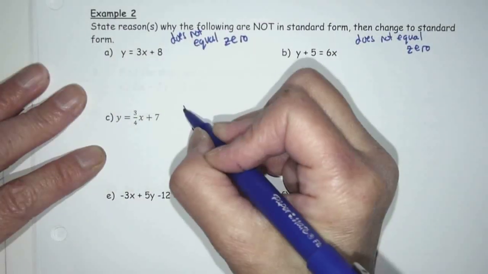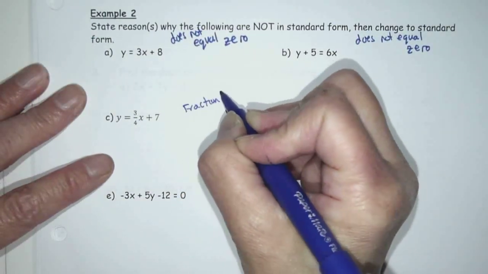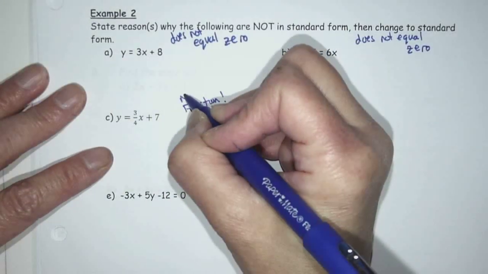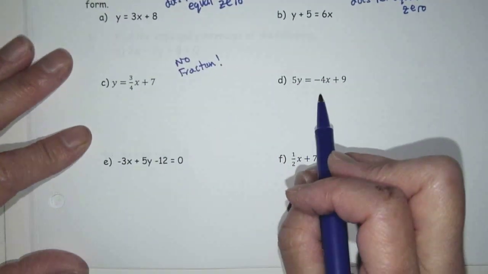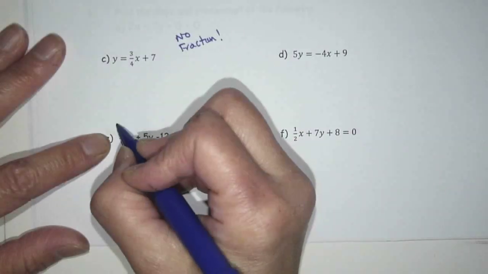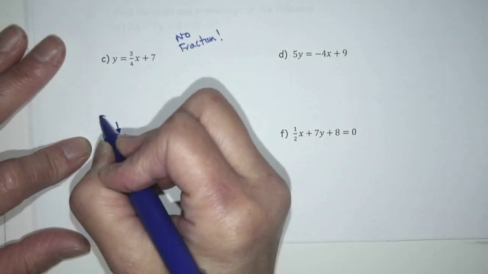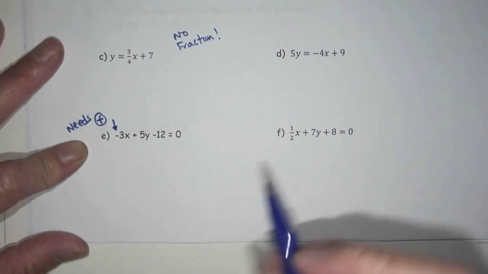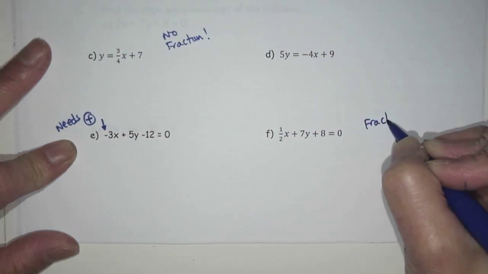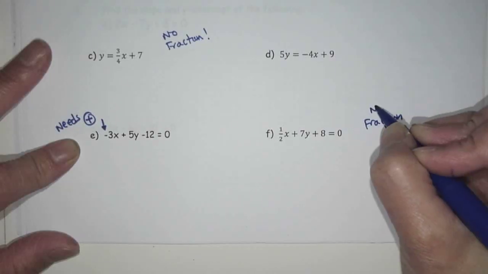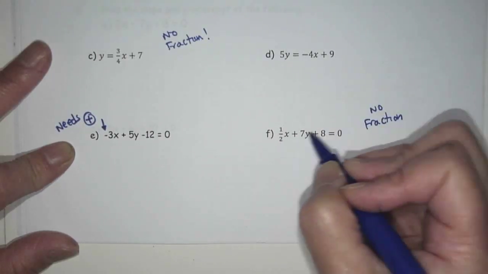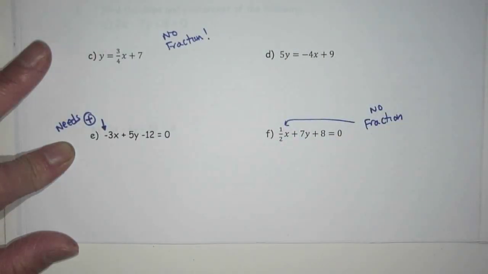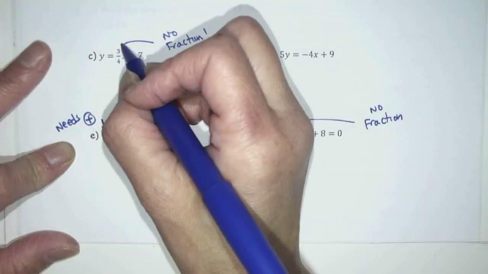Oh, this one also has a fraction. Fractions are not allowed, so no fraction. This one here, it doesn't equal 0. Here, oh, this one should be a positive. It needs to be positive, so don't leave that. And here, again, fractions. So no fraction. I don't want the fraction here, or any fractions, so no fractions allowed.